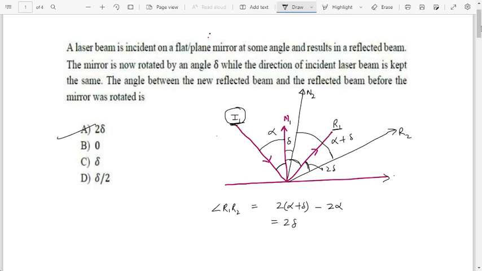By the way, this is a standard result that if the mirror rotates by an angle delta, then the reflected ray rotates by an angle twice delta in the same sense. So this is the answer. 2 delta will be the answer. It's a very standard result which almost everybody keeps in his or her memory. Thank you.